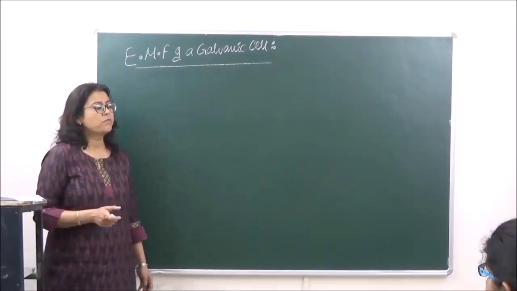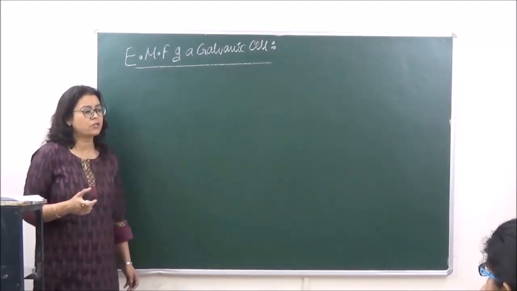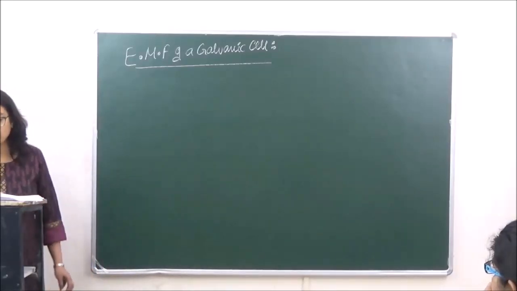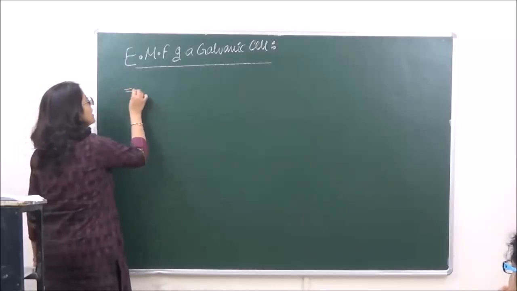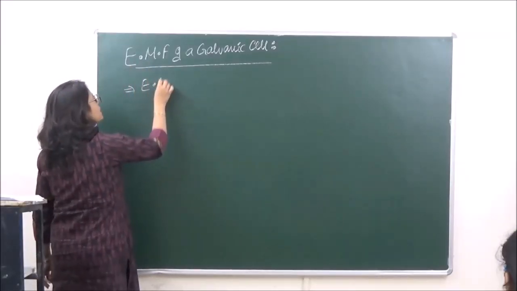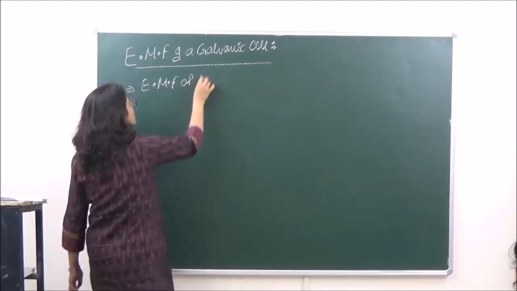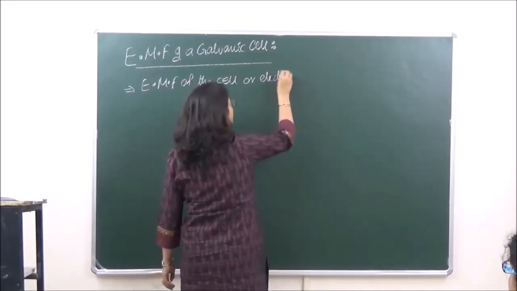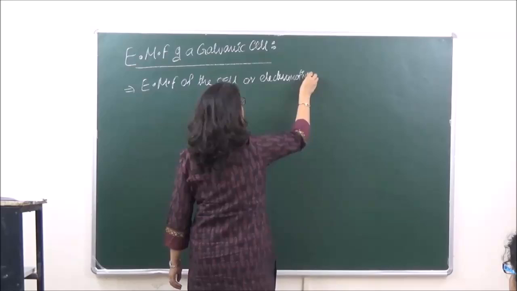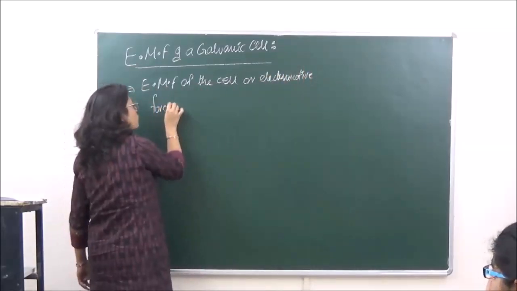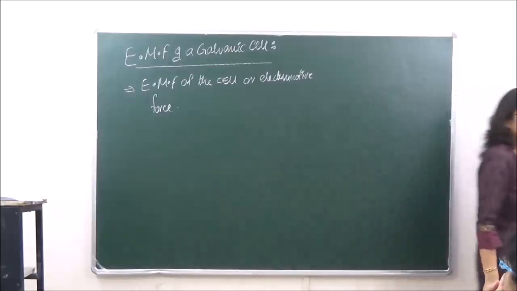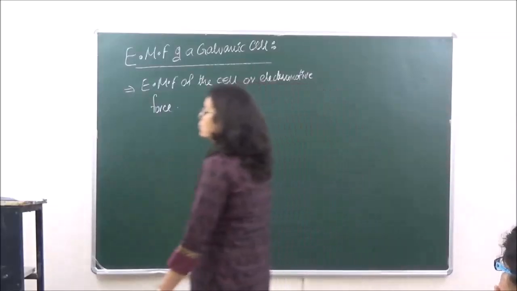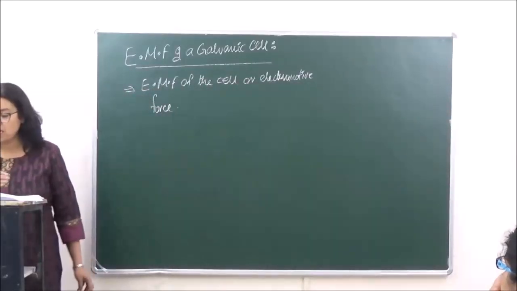If there is no potential difference between the oxidation half cell and the reduction half cell, no current is going to flow. So this potential difference between the two cells, when current flows, is known as the EMF of the cell, or electromotive force. Basically, this electromotive force is only the potential difference across the cell.